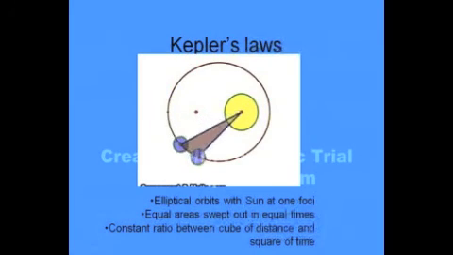Pretty cool. Kepler also figured out a relationship between the square of the time it takes to go around the Sun versus the cube of the distance.